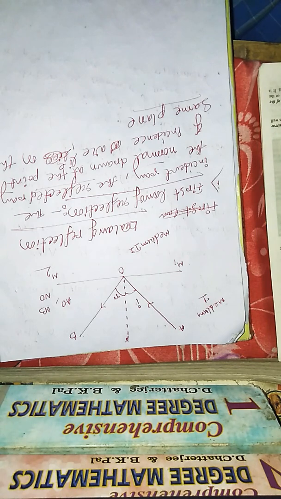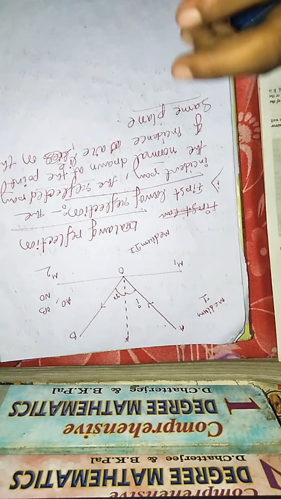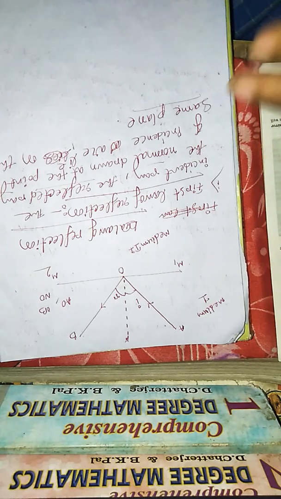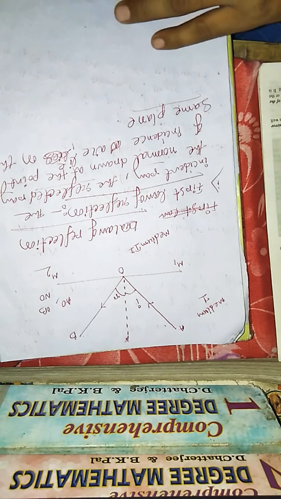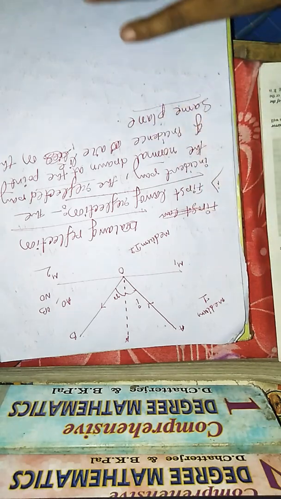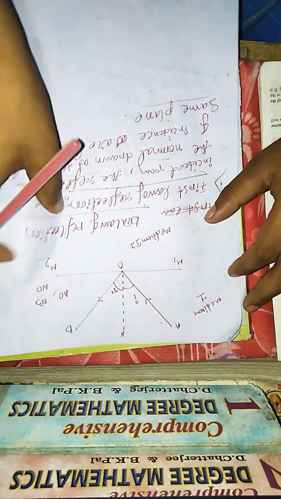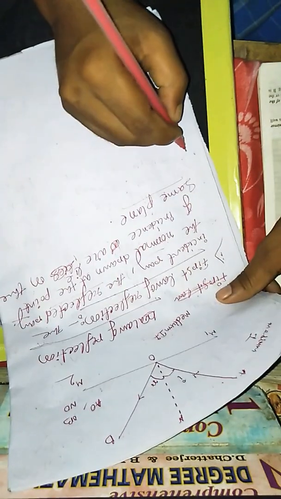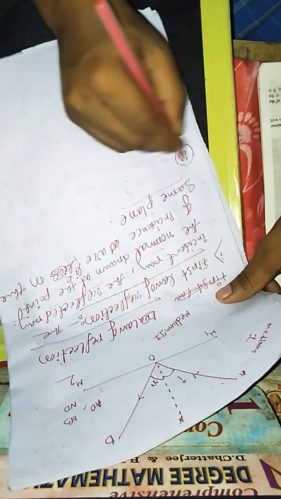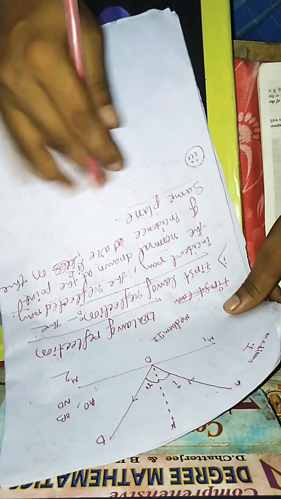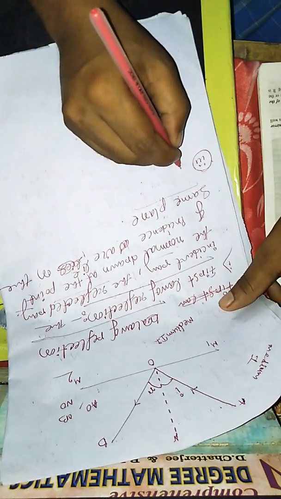So for reflection, the incident ray, the reflected ray, and the normal drawn at the point of incidence all lie on the same plane. This is the first law of reflection. Now we are going to discuss the second law of reflection. This is also a very important law for reflection.